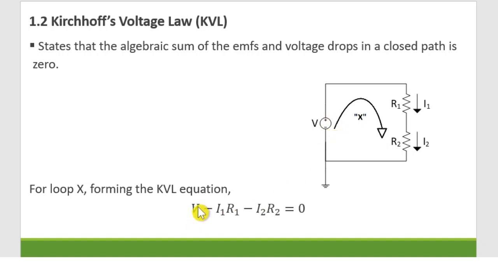If the loop passes through a resistor, that is a voltage drop or an IR drop, there is a fall in potential. If the loop is in the same direction with the assumed current direction, that is a negative voltage. That's why in our example here, our KVL equation is positive V, it leaves the positive terminal, minus I1 R1, because loop X is in the same direction with I1. Then minus I2 R2, because loop X is also in the same direction with I2.